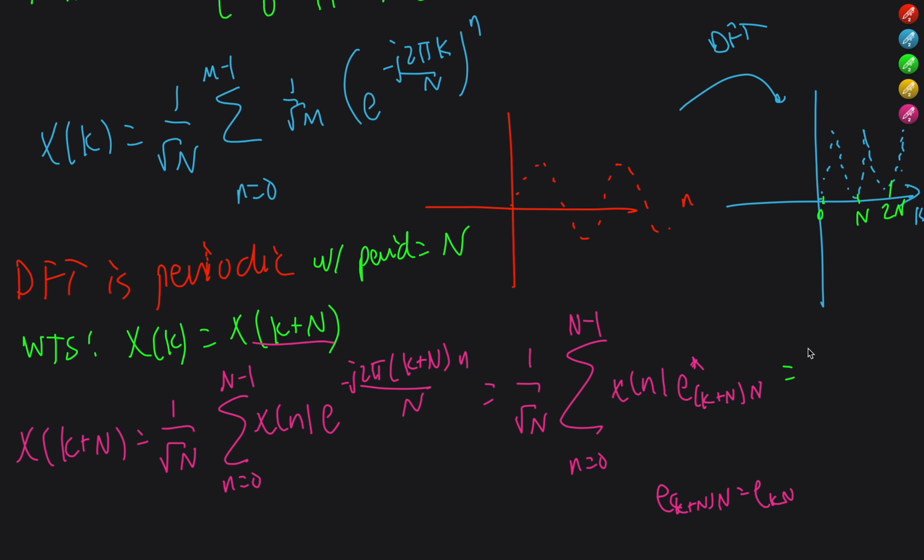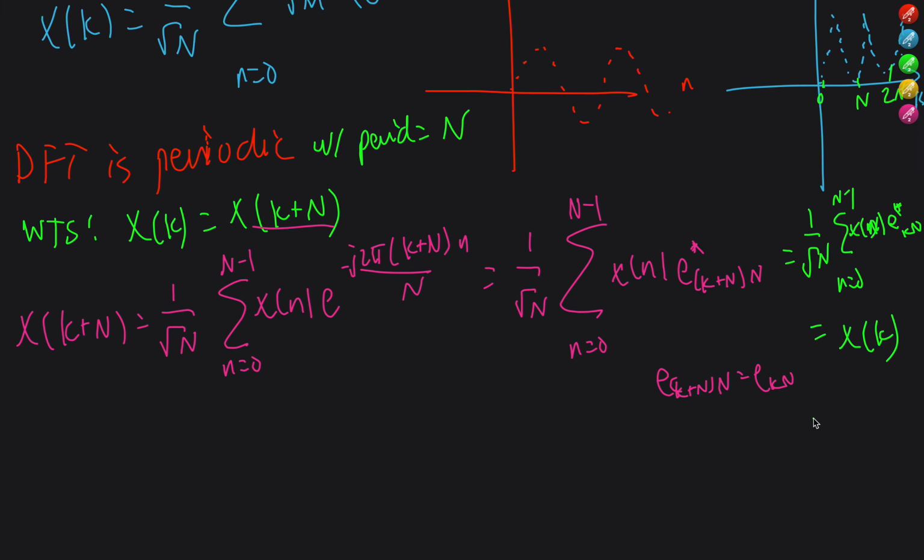So basically we can say that this whole thing is equal to 1 over root N, sum from n equals 0 to N minus 1. This x of n stays the same, and this inside can turn into this, and then we can take the conjugate after. So x of n, sorry, this is very messy, x of n e_k[n] conjugate. And this is clearly just the DFT of x. Great, very nice. So the DFT is periodic. That's actually very important.